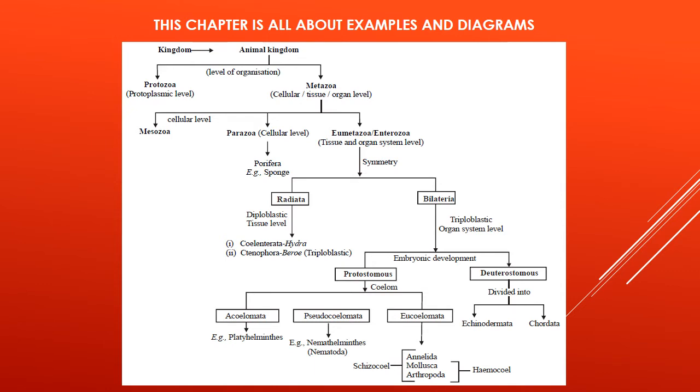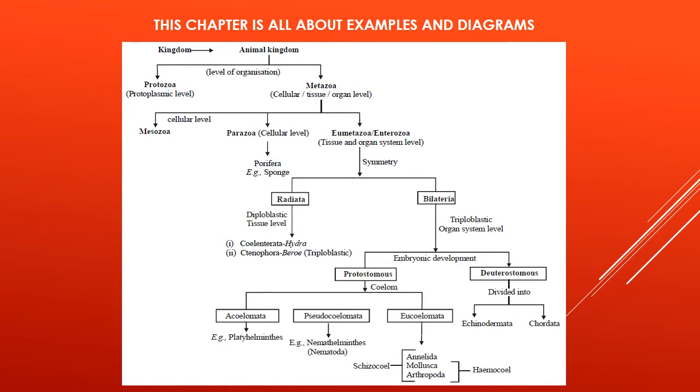Protostomes again we can classify into three types based on the coelom. One is Acoelomata. Platyhelminthes are a very good example. Pseudocoelomata, very important actually. Pseudocoelom, that is Nematoda, that is Aschelminthes. Then Eucoelomata. In Eucoelomata, you see three different phyla: Annelida, Mollusca, Arthropoda. Don't worry about that schizocoel and haemocoel, not required for you now. For NEET or CET, we'll skip that.